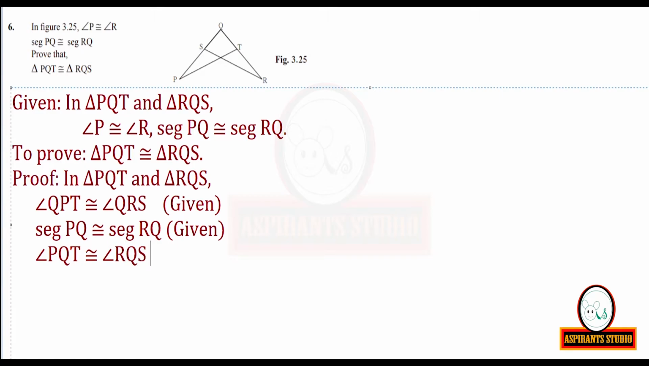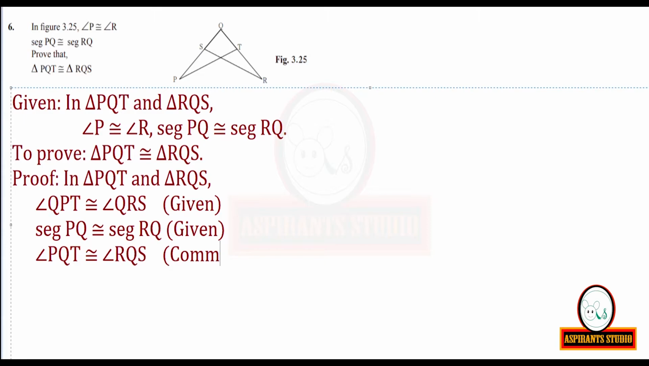See the correspondence of the vertices and accordingly you have to write. Cut one triangle and place over another triangle in your mind, then you will understand the correspondence of the vertices of the triangles.